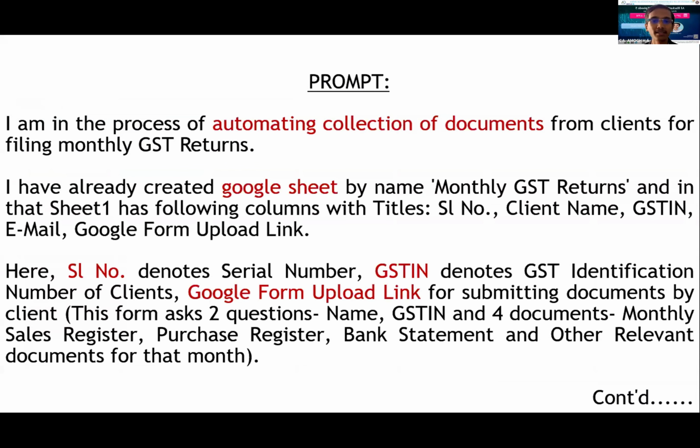The moment I paste it in ChatGPT, it generates code which is required to be inserted in App Script. Now the code is ready. I will come back to the Google Sheets, and there is an option called Extensions. I will click on it and select App Script from the drop-down menu, and it comes to this window.